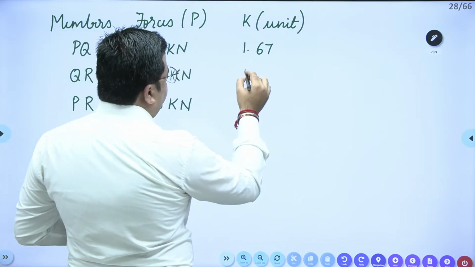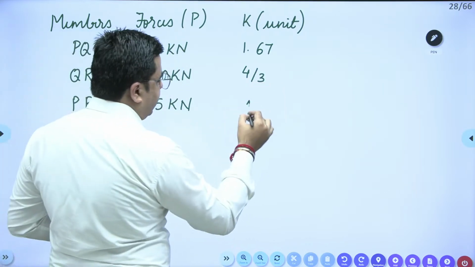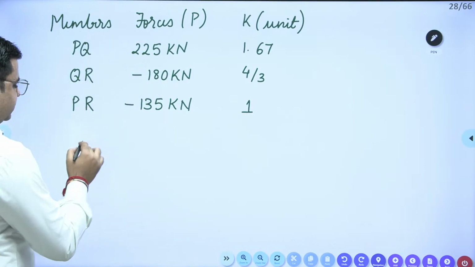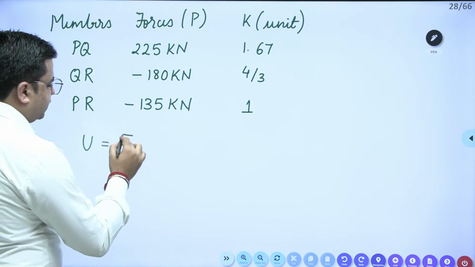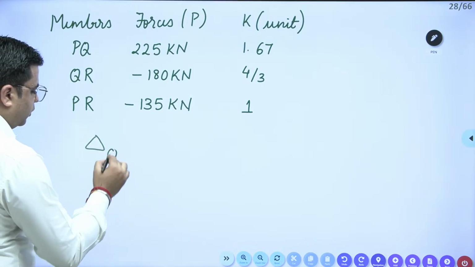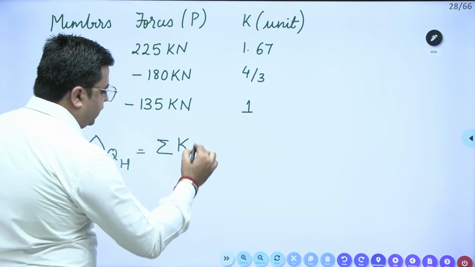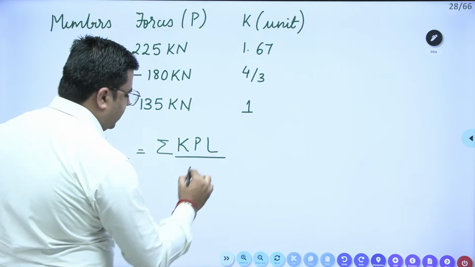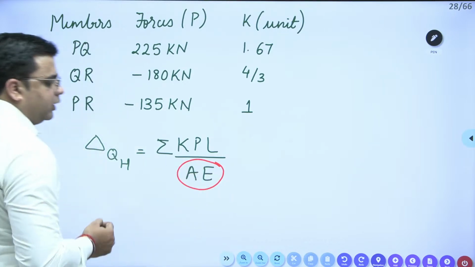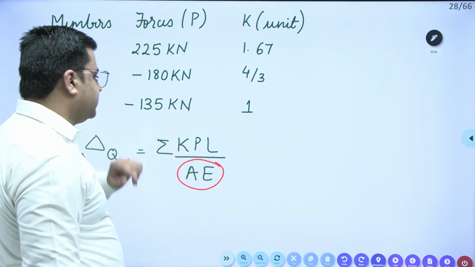KQR is 4 by 3, and this KPR is 1, right? Now I have got all the P values and K values. Now in order to calculate the strain energy U, the deformation delta of Q in the horizontal direction is summation of K into P into L divided by A into E. Now in the question it is given that this AE is constant for all the members, but the length of the member is changing. So keep these things in mind while substituting these values.